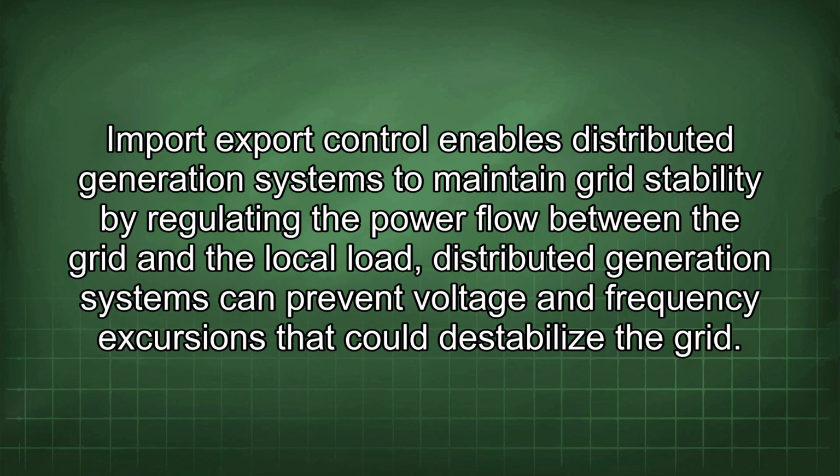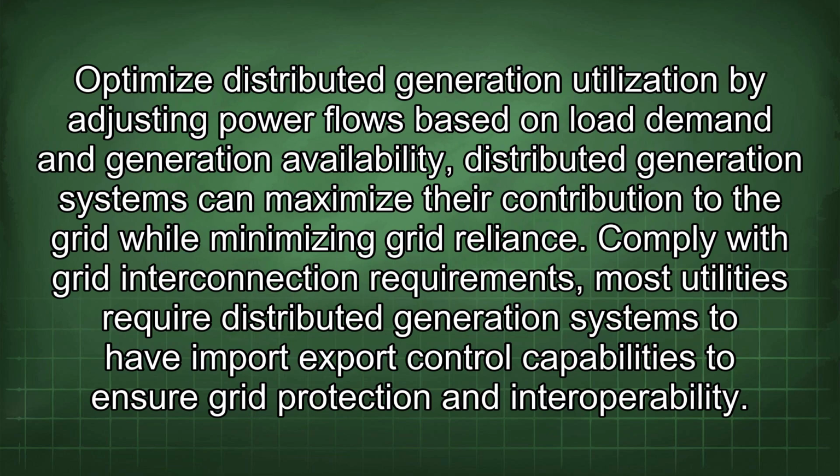Import-export control enables distributed generation systems to maintain grid stability by regulating the power flow between the grid and the local load. Distributed generation systems can prevent voltage and frequency excursions that could destabilize the grid. It also optimizes distributed generation utilization by adjusting power flows based on load demand and generation availability. Distributed generation systems can maximize their contribution to the grid while minimizing grid reliance.